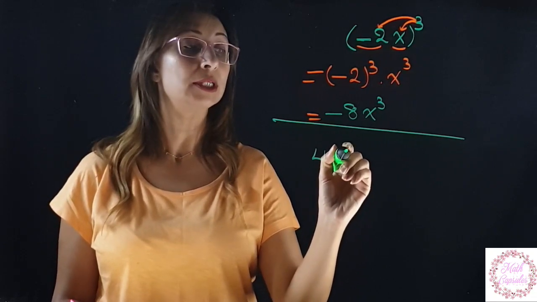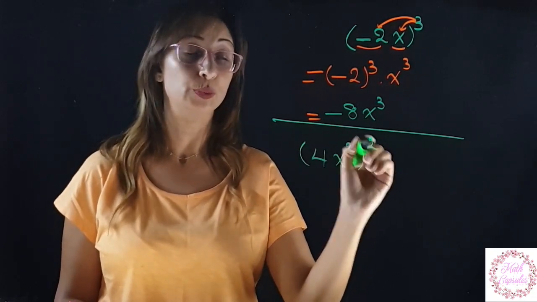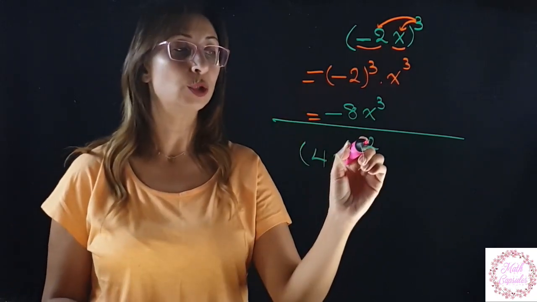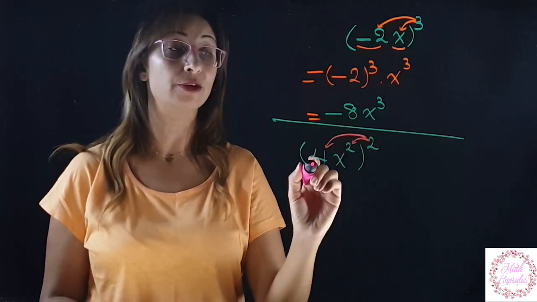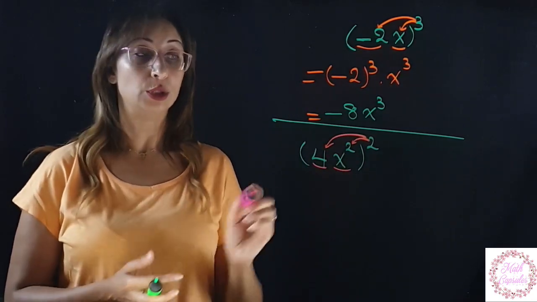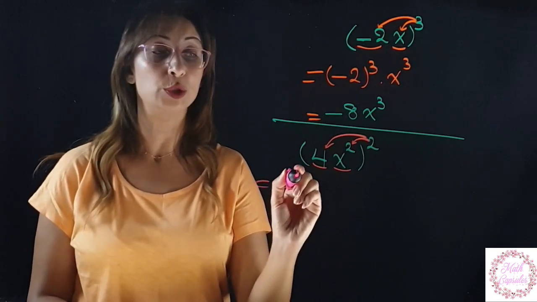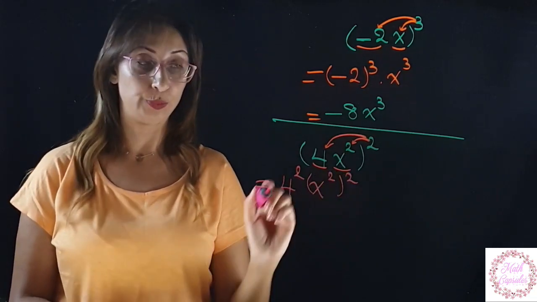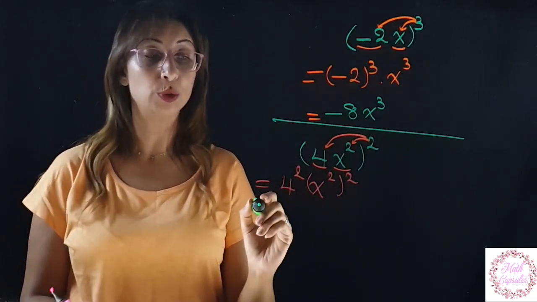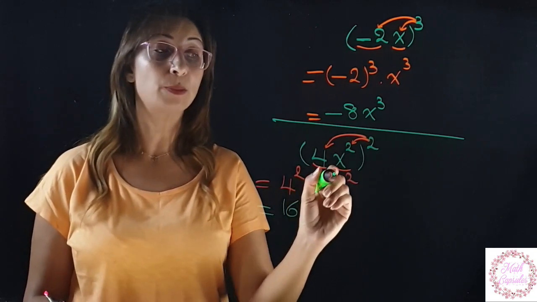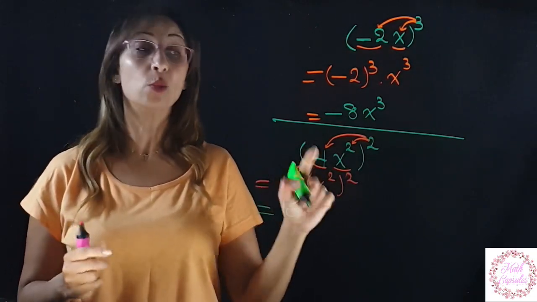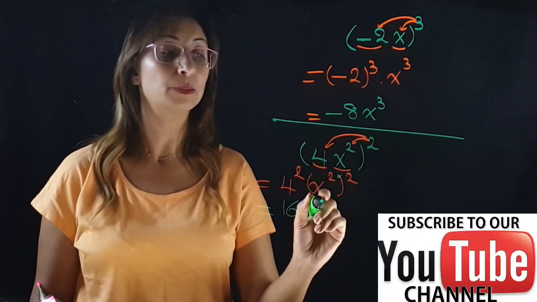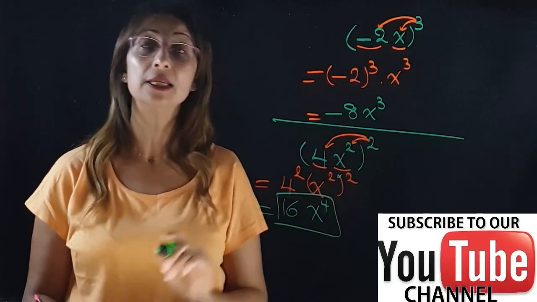One more example, 4x squared, all raised to the power 2. First of all, 2 will be distributed on both the 4 and the x squared. So this will be 4 power 2 times x squared power 2. Now 4 power 2 is 16, and x squared power 2, again, is a power of a power, so we multiply the powers. This was the first rule, so we multiply 2 times 2, it will be x power 4. So the answer would be 16x power 4.